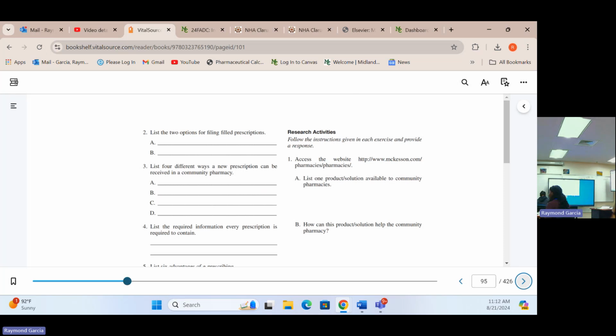So for number 3, you should have a written prescription for letter A, called in by the physician, a fax prescription would be letter C, and e-prescription for number 3.